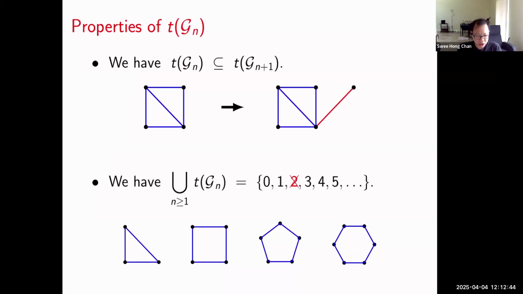Furthermore, if you take the union of all T(G_n), you will see that all numbers appear here except for 2. This is because you can take an n-cycle, and an n-cycle always has n spanning trees. The reason why 2 is excluded is that the only graph with 2 spanning trees is this graph: 2 vertices with parallel edges. But this graph is not simple, therefore it's excluded. Okay.